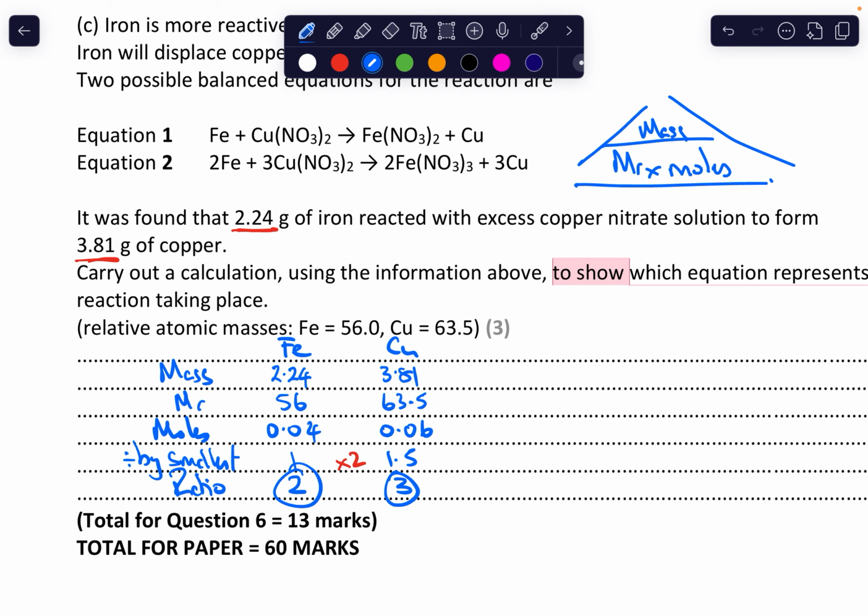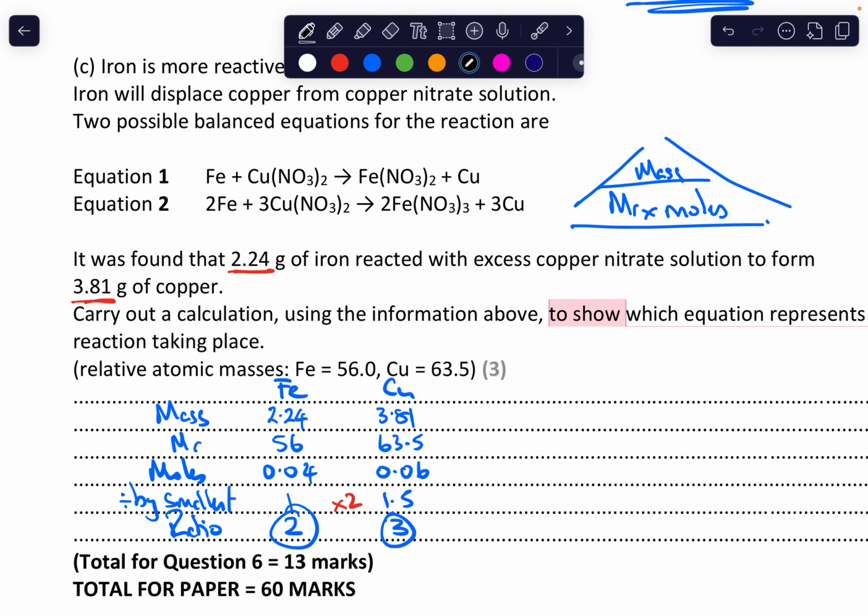If I go to the equations now, I can see that if we look at equation 1, I've only got 1 lot of iron and 1 lot of copper. So that means it's not going to be equation 1. Equation 2, I've got 2 lots of iron and 3 lots of copper. Therefore, it's equation 2. So here, I would then finish this off by saying equation 2 is correct. Marks wise, if you work out the moles correctly and then the ratios correctly, there's marks there, and then here identifying this equation 2, make sure you say that, you're going to get full marks on that question.